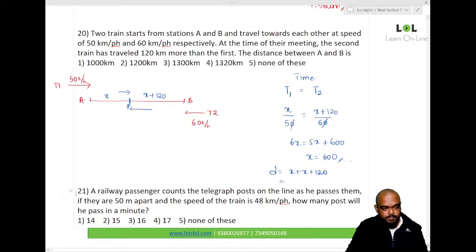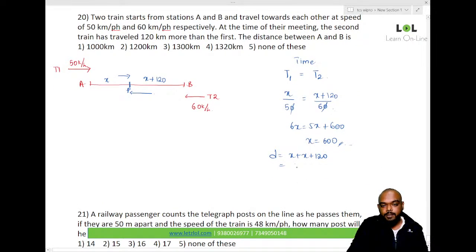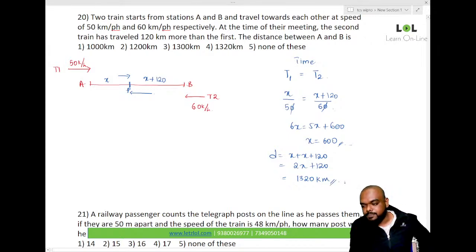So this is 2x plus 120. We know x value is 600. That is 1200 plus 120. That will be 1320 must be my answer. 1320 kilometers. Sangram, perfect answer. 1320. Anybody any doubt here?